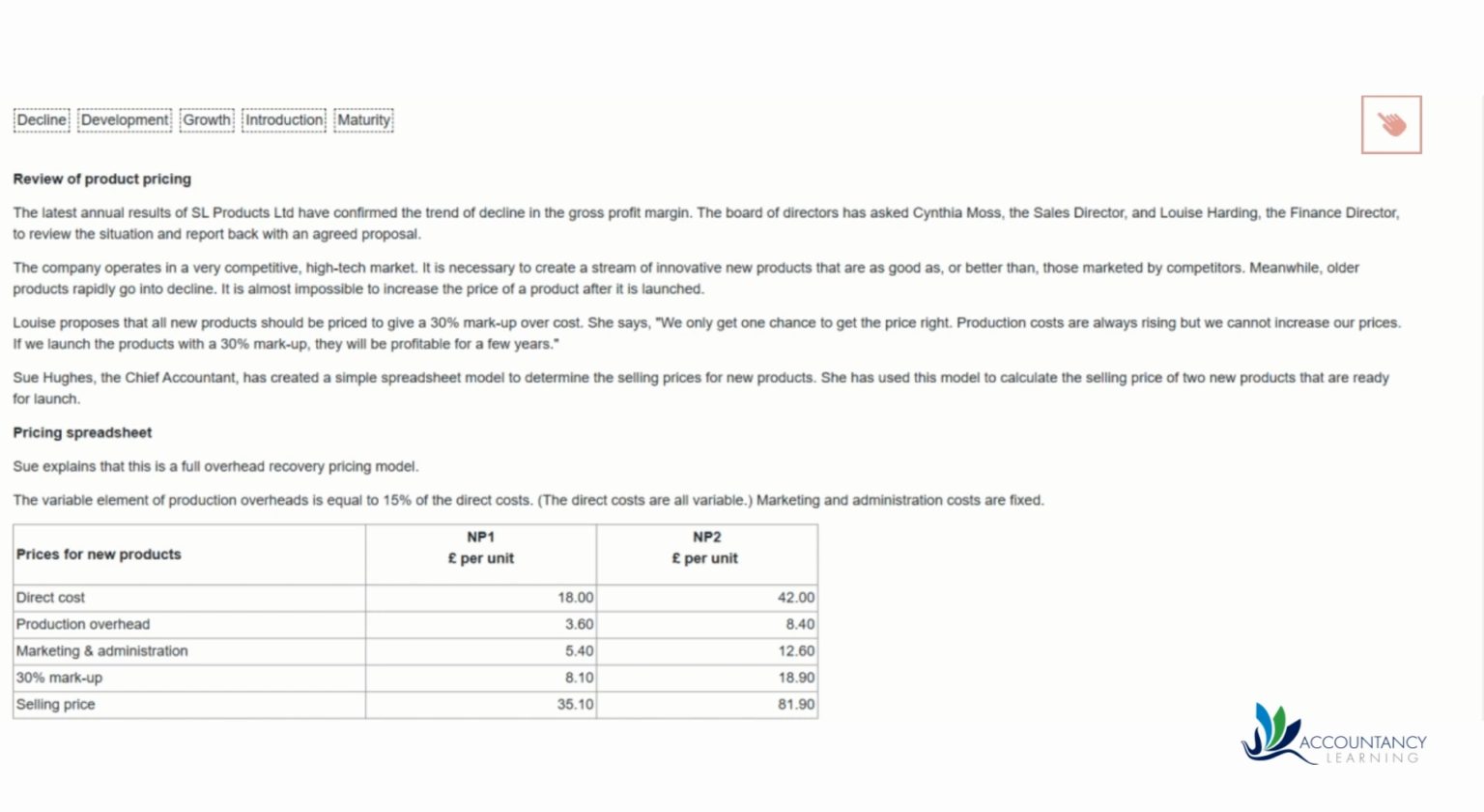Louise proposes that all new products should be priced to give a 30% markup over cost. She says we only get one chance to get the price right, and production costs are always rising, but we cannot increase our prices. So if we launch a product with a 30% markup, there will be profitability in a few years. And Sue Hughes, the chief accountant, has created a simple spreadsheet model to determine the selling prices for new products. And she has used the model to calculate the selling price of 2 new products that are already launched.